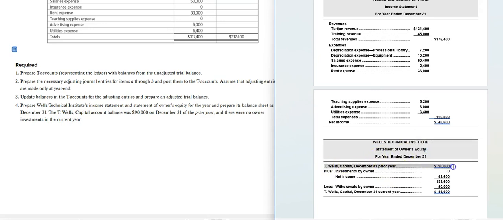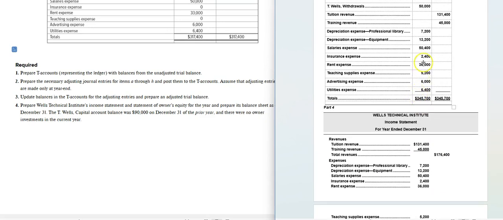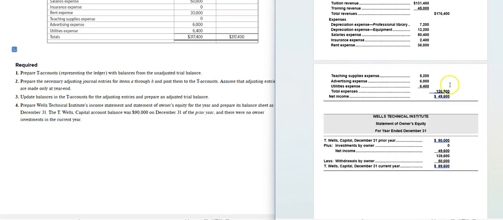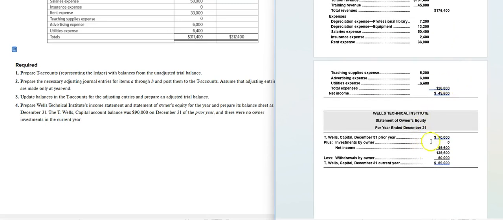Began the year with $90,000. Remember, they told us that we ended last year with 90. Nothing changed it during the year. There were no owner investments, so we have no investments to add. Net income from my income statement was $49,600, increasing equity for the year, get a subtotal, and then I'm going to subtract out my owner withdrawals, which during the year we had 50,000 of owner withdrawals, leaving me with ending owner's capital of 89.6.